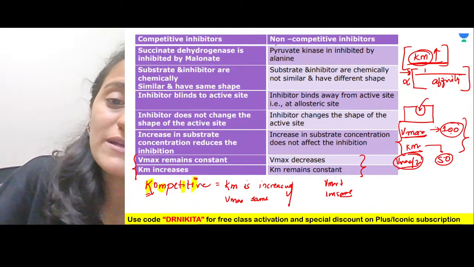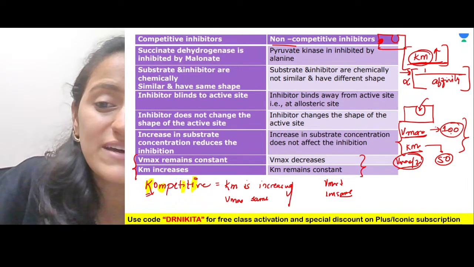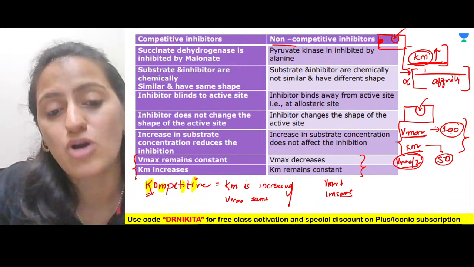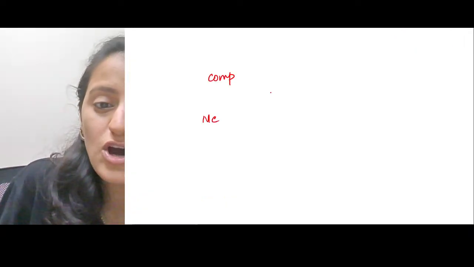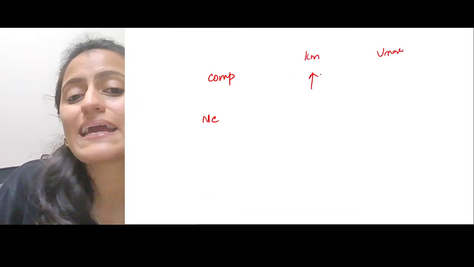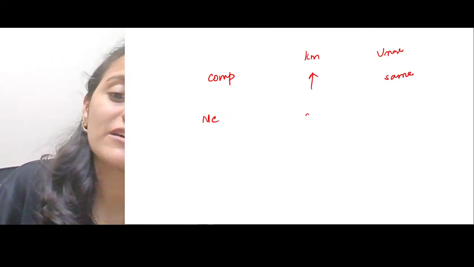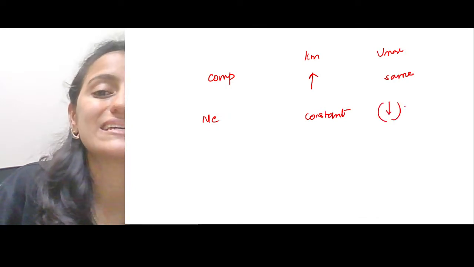And in non-competitive inhibition, we said that it is an allosteric site. The inhibitor is binding somewhere else. So the affinity is not decreased. That means the Km will remain constant. So basically what we need to remember is competitive versus non-competitive, the Km and the Vmax. Competitive: Km increases, Vmax remains the same. Non-competitive: the Km remains constant, and it is the Vmax which is decreasing.